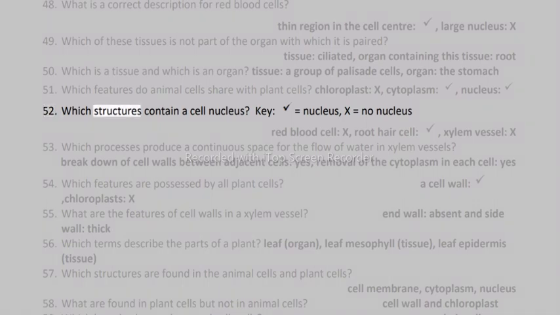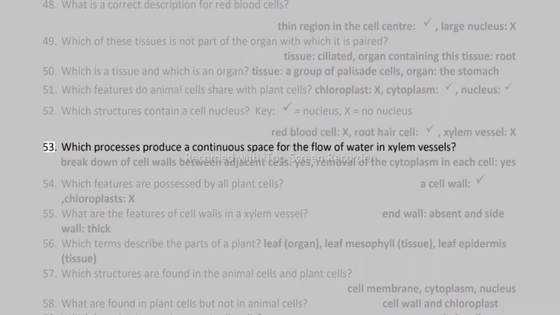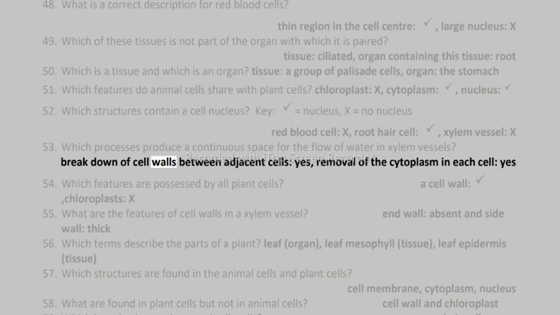52. Which structures contain a cell nucleus? Key: tick equals nucleus, X equals no nucleus. Red blood cell X, root hair cell, xylem vessel X. 53. Which processes produce a continuous space for the flow of water in xylem vessels? Breakdown of cell walls between adjacent cells, yes. Removal of the cytoplasm in each cell, yes.